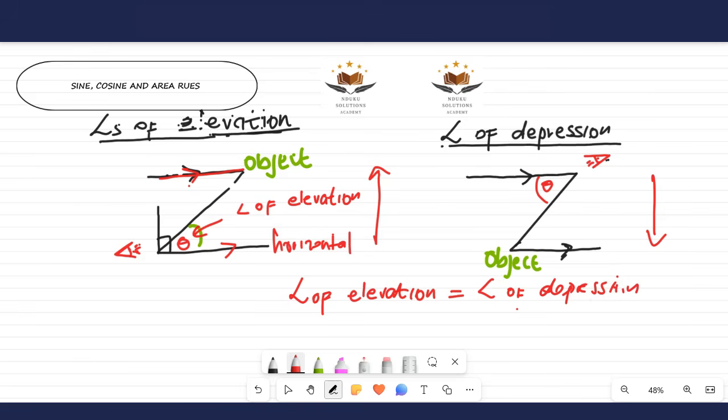Why? Because if you look at it, if we have two parallel lines, this will actually give us alternating angles, because this will be our 90 degrees. We have two parallel lines, so this angle will be equal to that, and this will be equal to that. So because of the alternating angles, hence our angle of elevation is always equal to our angle of depression. Please note that.